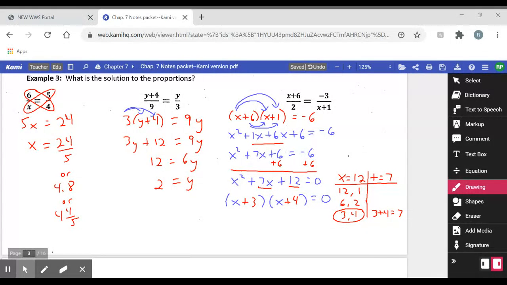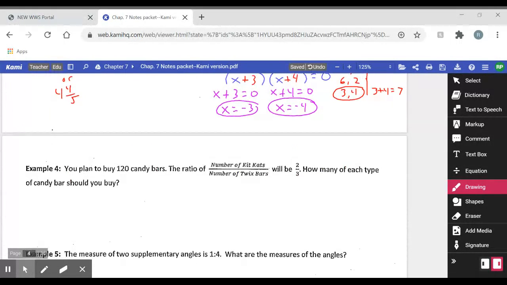To solve it, I need to set x plus 3 is equal to 0 and solve for x, and then set x plus 4 is equal to 0 and solve for x. And in this case, if I get x by itself, I get x is negative 3. And if I subtract 4 on each side, I get x is equal to negative 4. So those are my 2 solutions. Those are the 2 answers that if I plug them back in the original problem, they would give me a true statement on each side.